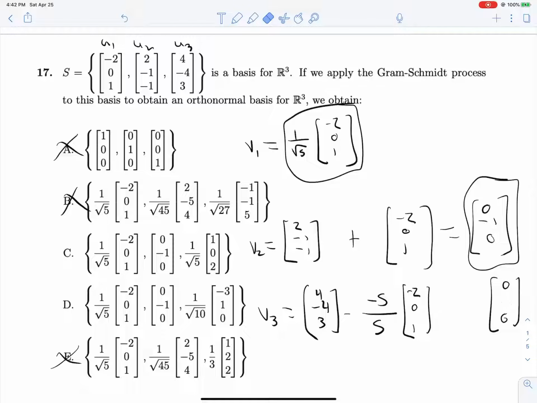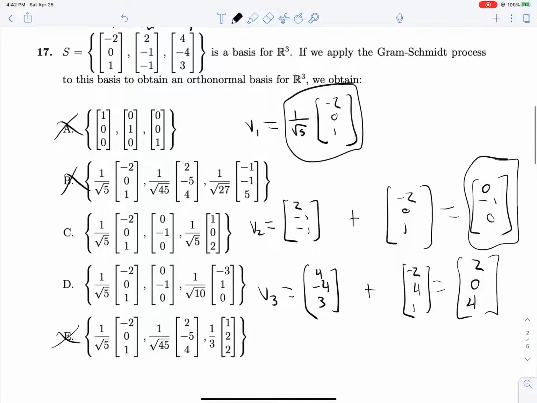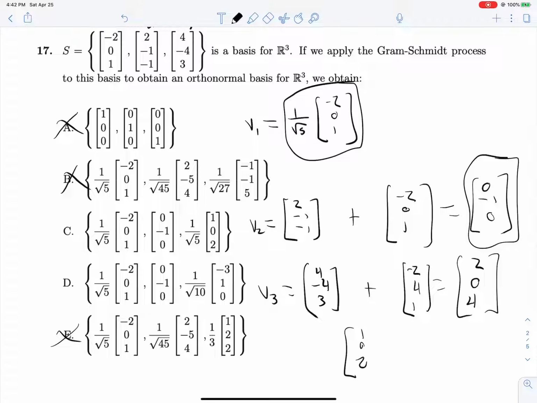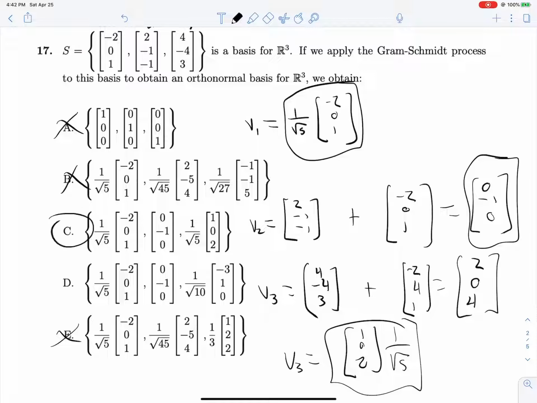So overall, we are adding 4 there. This is plus, and we can put this 4 in here and compute. We get 2, 0, 4. We can simplify that down to 1, 0, 2, multiply it by 1 over root 5, and there is our v3. So that leads us to answer choice C.